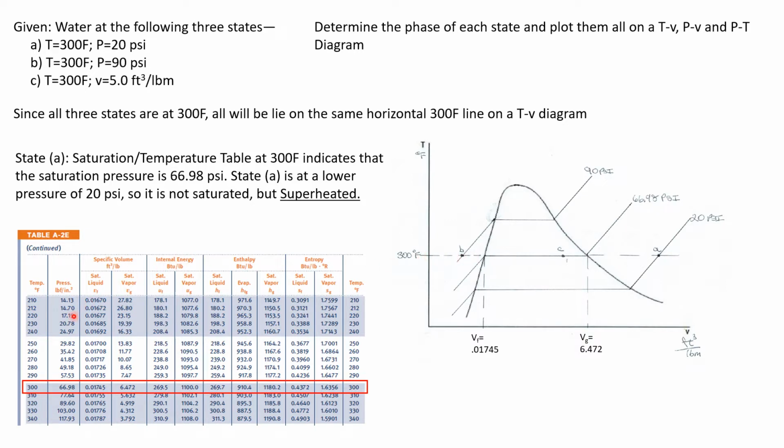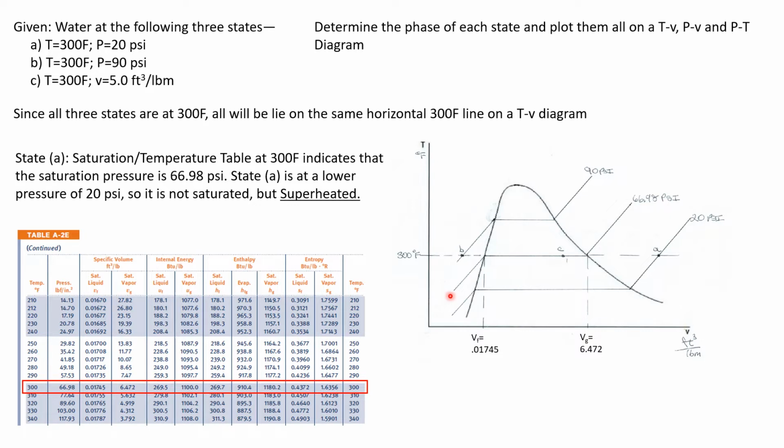we can look in the saturation table. Now this is the English version of the saturation table, and it's organized by temperature. So I'm going to come down here to 300 degrees, and I see that the saturation pressure is 66.98 psi. So let's lay in that pressure line. We've got our 300 degree temperature line, and we know the 66.98 psi pressure line is going to lay right in on top of it.